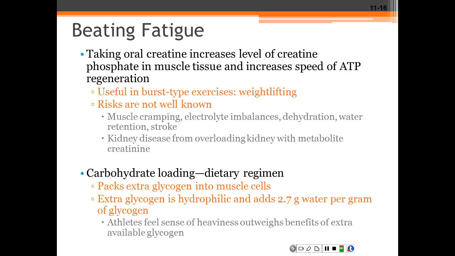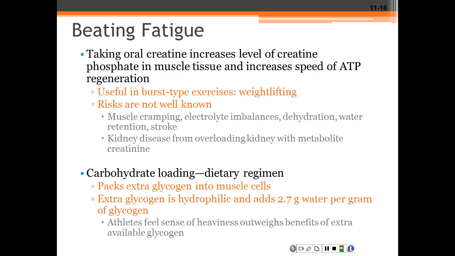Now, excessive post-exercise oxygen consumption, which is EPOC, is also known as oxygen deficit. Okay, I skipped over something. Let me get back to beating fatigue.